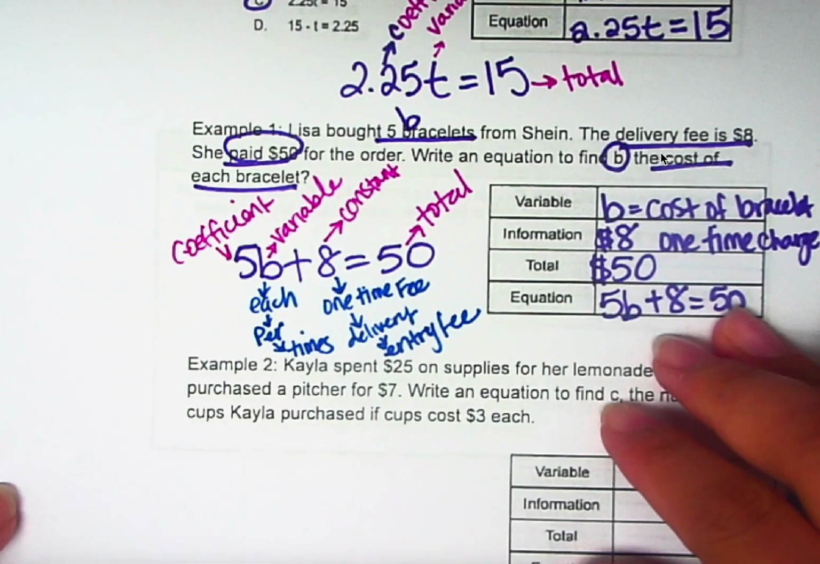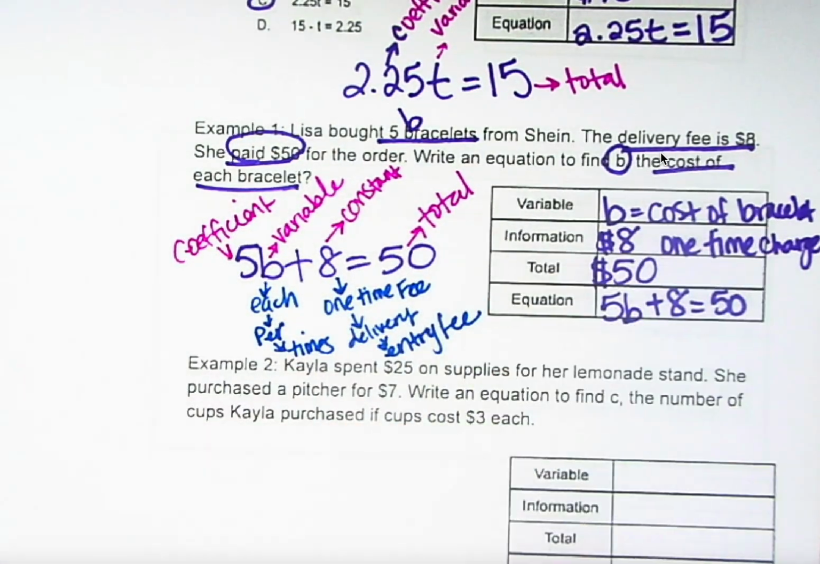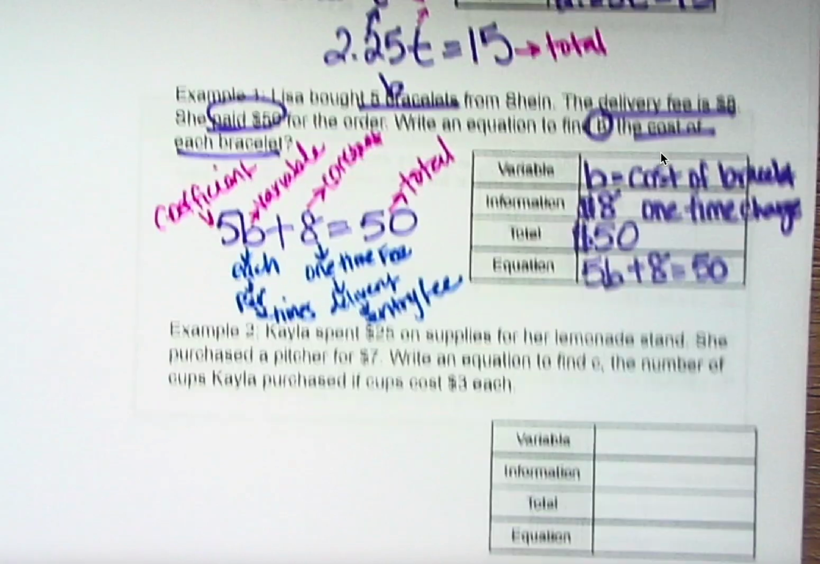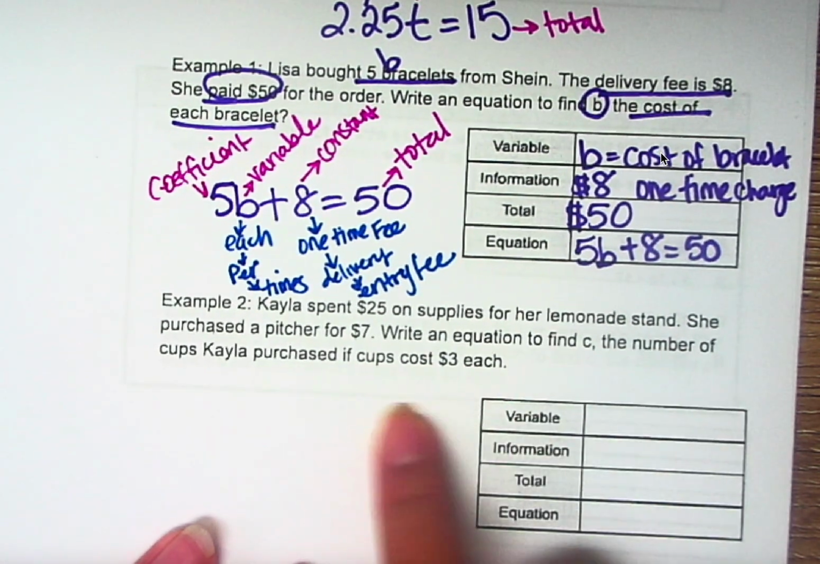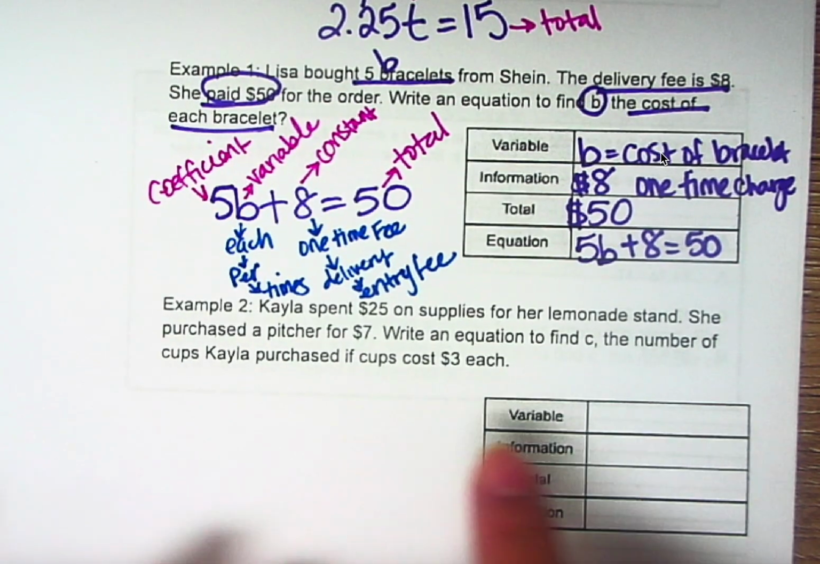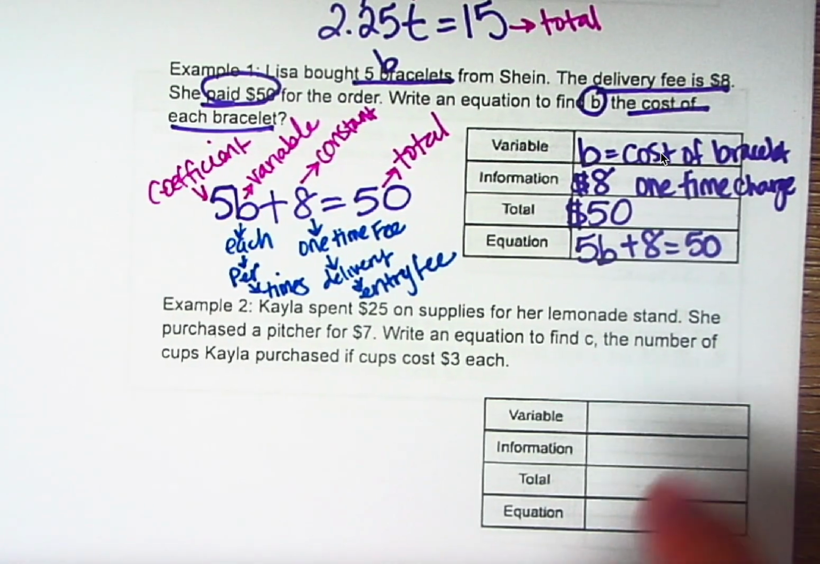So example 2. Example 2 is going to be a little different. I want you to be able to pull this information. So you're going to look at example 2 and you're going to underline and circle anything that is important here. Raise your hand when you're finished so I can come by and check.